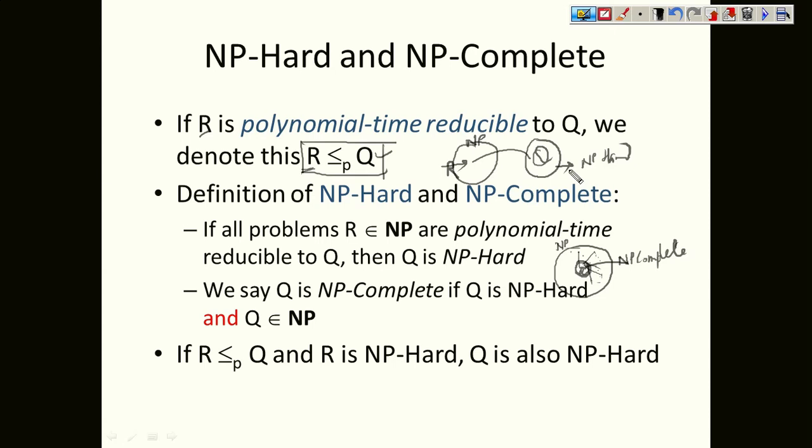So the difference between NP hard and NP complete is, if the problem to which we reduce is itself part of this NP set, then it is NP complete. But if it is outside the set, then it is said to be an NP hard problem. So if R is reducible to Q in polynomial time, and R is NP hard, then Q is also NP hard. This is the assumption that we have to take.